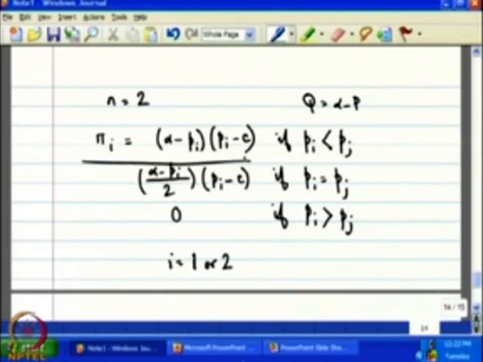However, if I look at this profit function, pi i is equal to alpha minus p multiplied by p i minus c, this profit function tells me that at a particular price, it must be attaining its maximum. It is going to be a concave profit function. Now, which means that if my rival is not there in the market, there is an optimum price at which my profit is getting maximized, and that is the monopoly price.